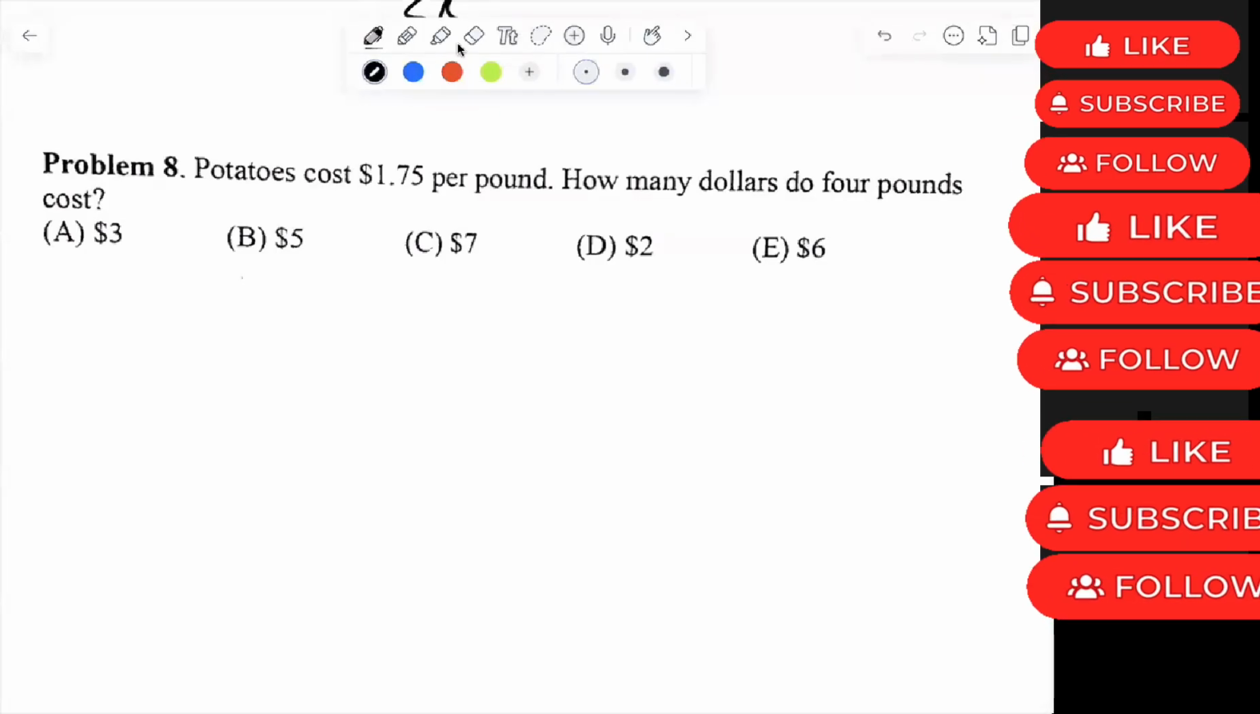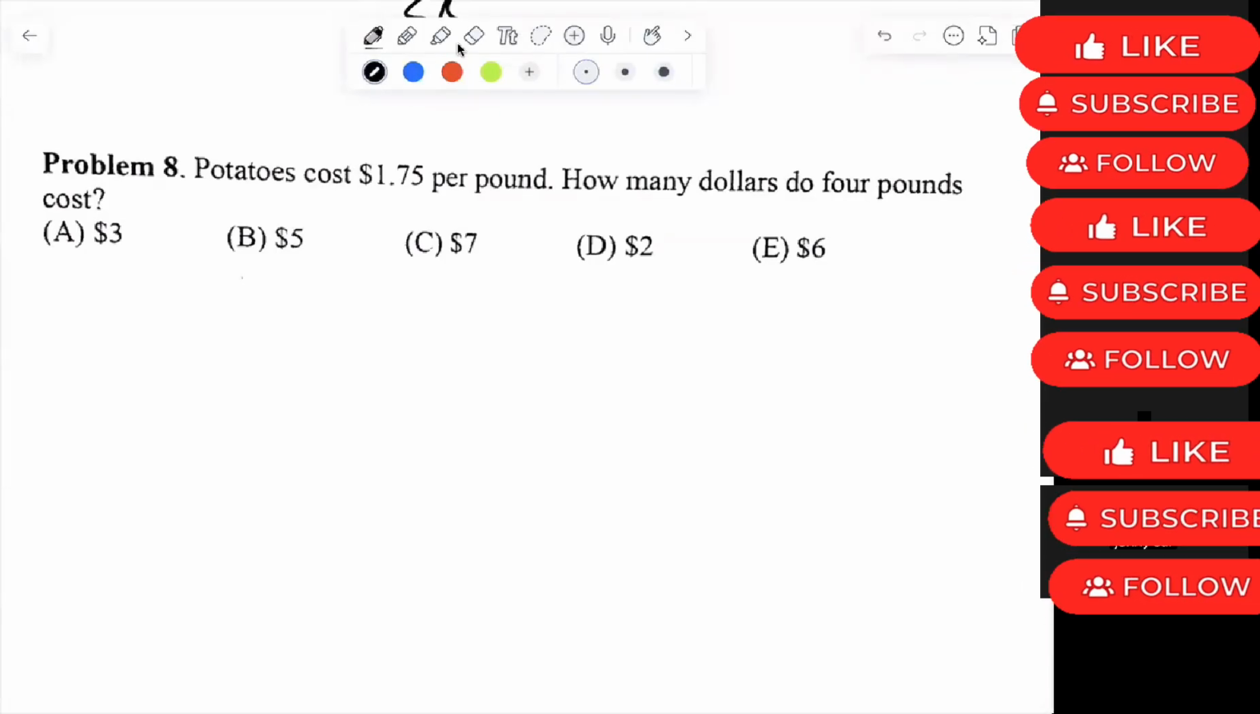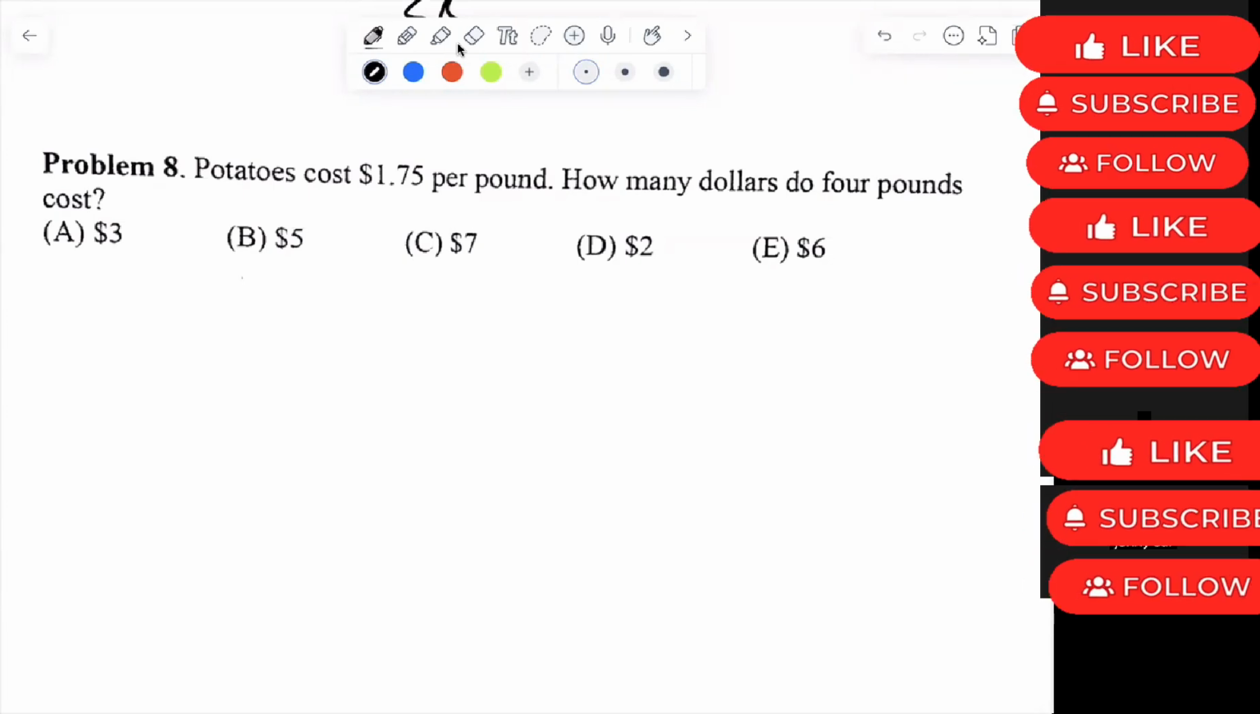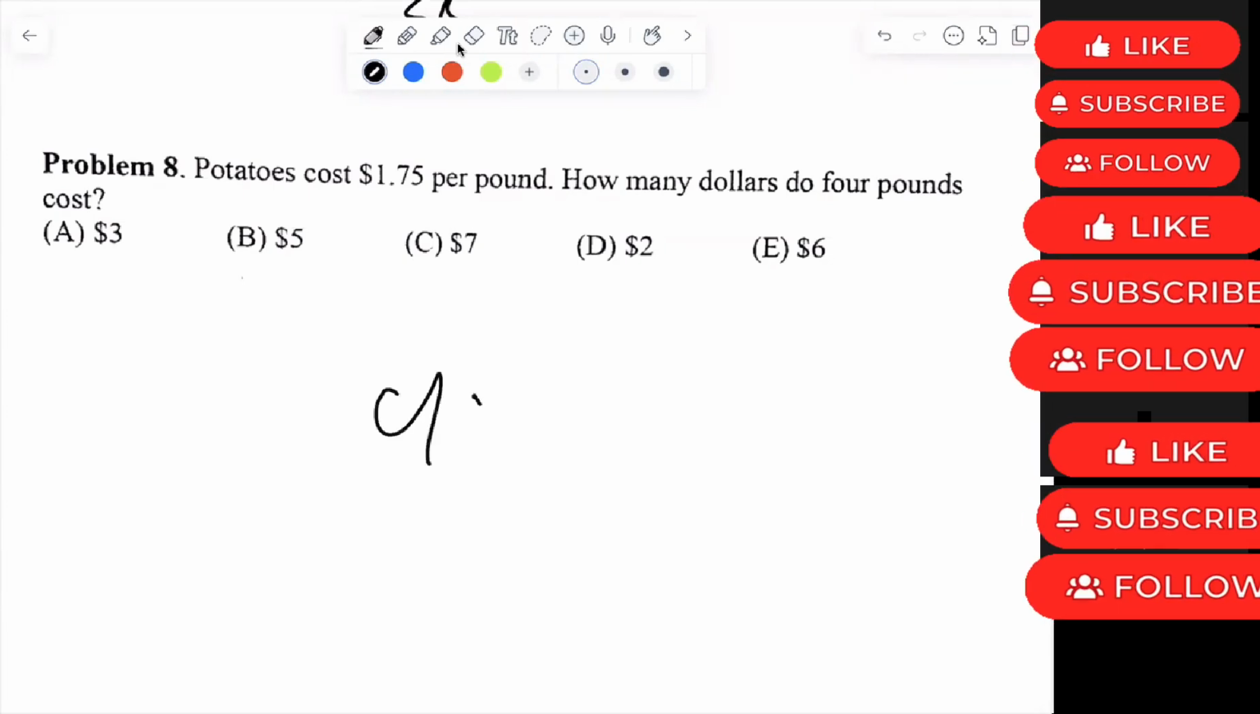Alright, let's get started with this question. Potatoes cost $1.75 per pound. How many dollars do 4 pounds cost? This is just 4 times 1.75.